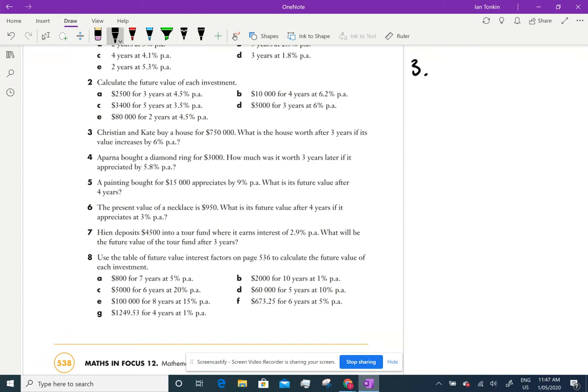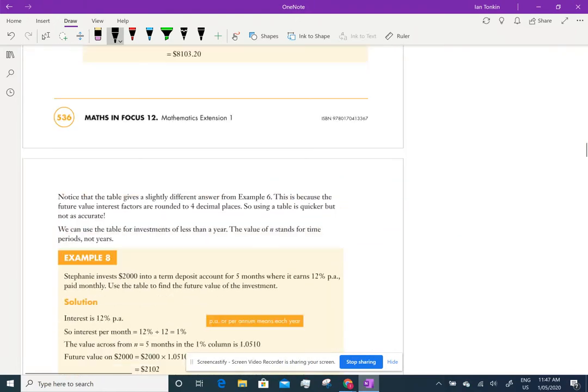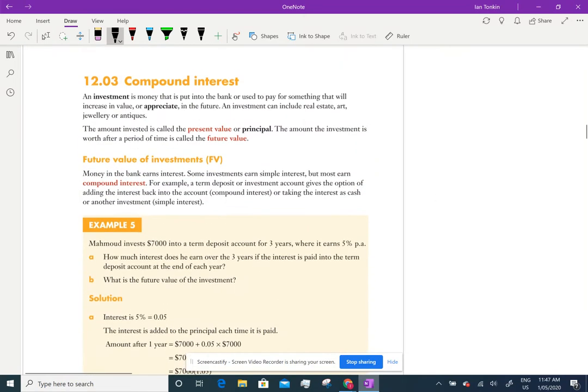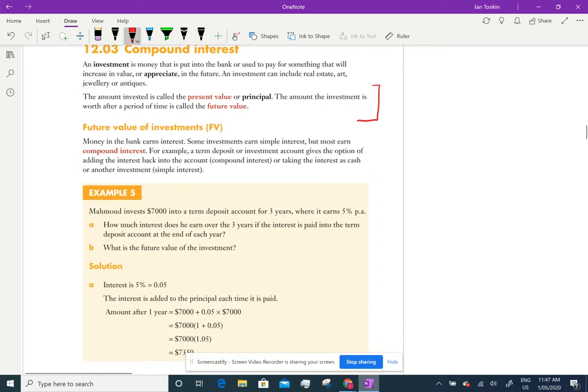Question 3 is one of the ones I've asked you to do, 3, 5, and 7. We need to make sure that you get some notes on these words because these are new words for you. Here, you need to know present value and future value. You need to write a definition for each of those, and this one's pretty good. The amount invested is the present value, sometimes referred to as the principal, and the amount of the investment after a period of time is the future value, what it will be in the future.